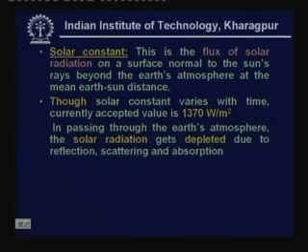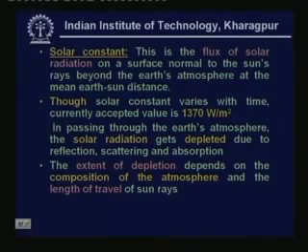And what happens to the solar radiation as it enters into the atmosphere? In passing through the Earth's atmosphere, the solar radiation gets depleted due to reflection, scattering and absorption. So, we know very well that the Earth's atmosphere consists of various gases, water vapor, and several dust particles of several sizes. So, as the solar radiation passes through the atmosphere, it gets reflected, it gets absorbed, it gets diffracted. Okay, so it undergoes all these processes as it passes through the Earth's atmosphere.